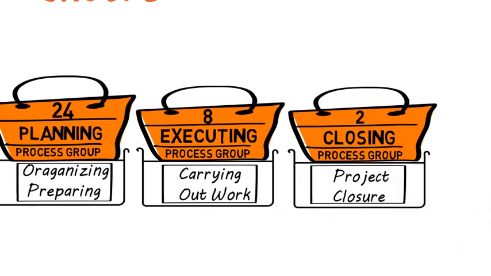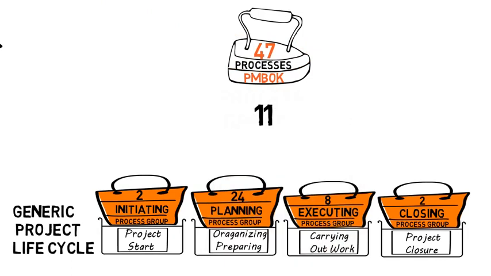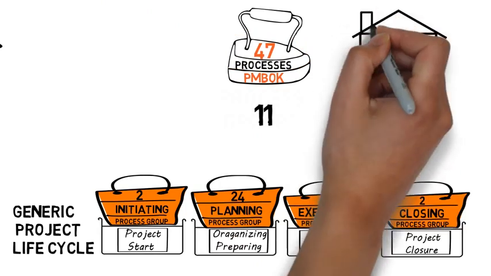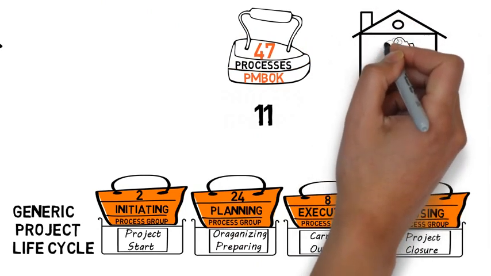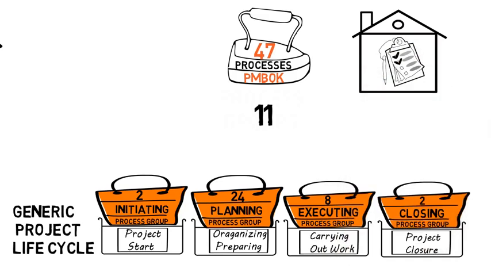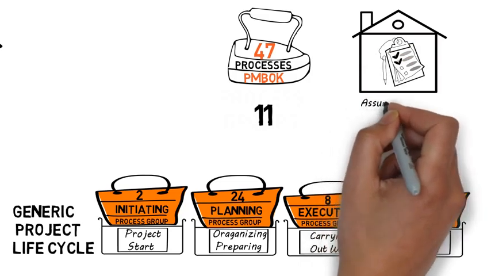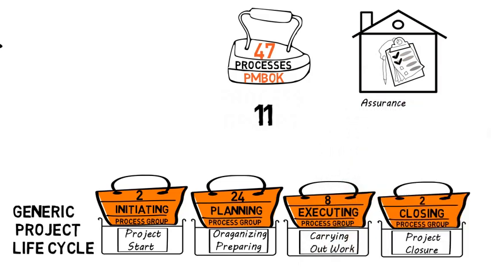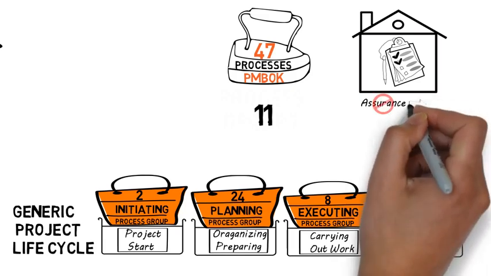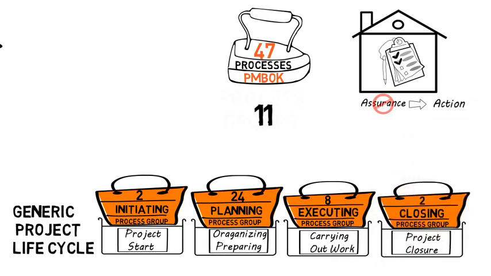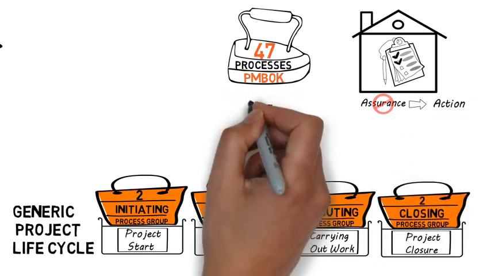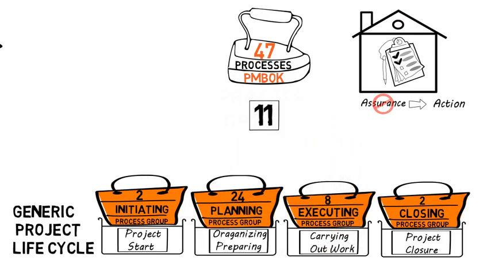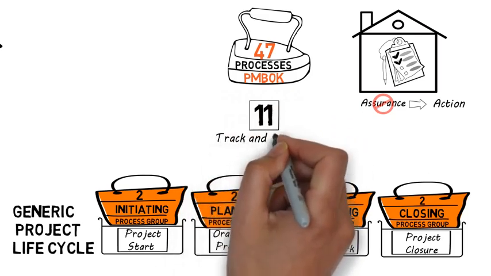Now, we are left with 11 processes. Before I categorize them, let me ask you a question. In your home improvement project, do you see a need of checking that the work being carried out is per the plan? I am sure the answer is yes. If we plan something, we also need assurance that things are going as per the plan. If they are not going as per the plan, we want to take action to bring it back on track, or revise the plan.